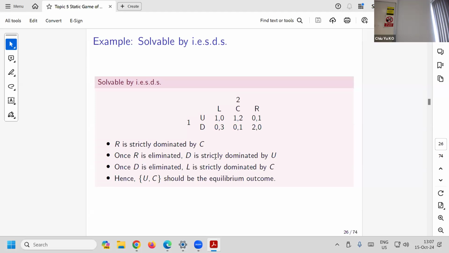So if they all know they're smart, then D is also gone. The second row and the last column are gone. What is left is that player one has no choice, basically choosing U, and player two can choose between L and C. Obviously C is better than L, so player two chooses C, the center. So the only outcome you predict in this model is U and C.